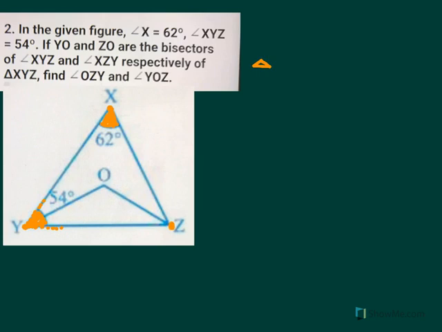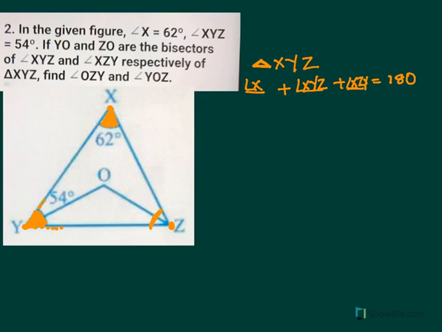XYZ, this triangle. In this triangle we have three angles, and when you add these three angles up, you should get 180. This is the first angle, angle X. Then here we have the second angle, that is angle XYZ, and the third angle here, which we do not know, is angle XZY. When you add up, you get 180.